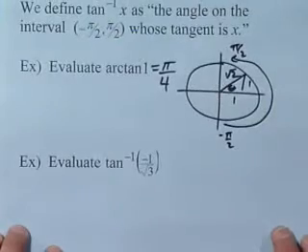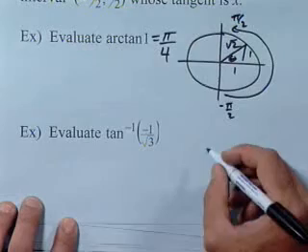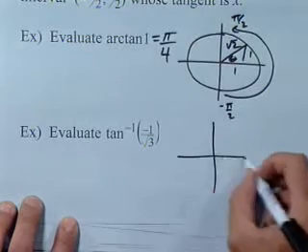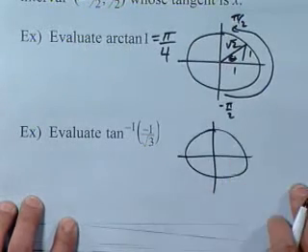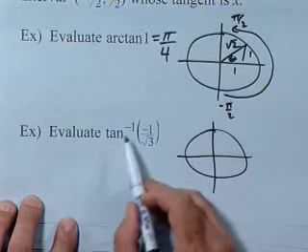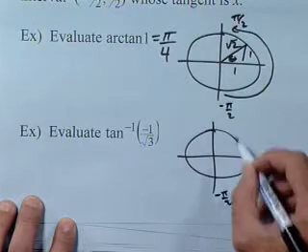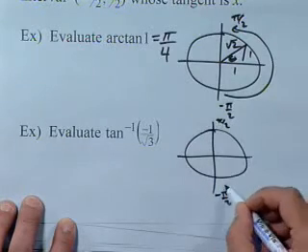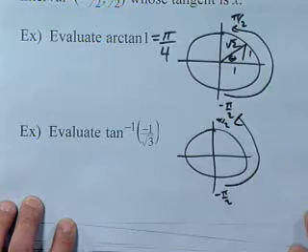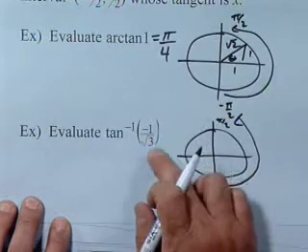Evaluate the arctangent of negative 1 over root 3. Again, I think it's easiest to just draw a circle. Okay, I'm looking for an angle. Remember, the arctangent, arcsine, and arccosine are always angles. I'm looking for an angle somewhere between minus pi halves and pi halves, whose tangent is negative 1 over root 3.